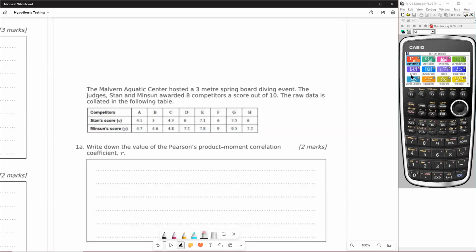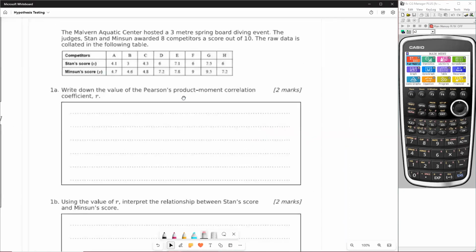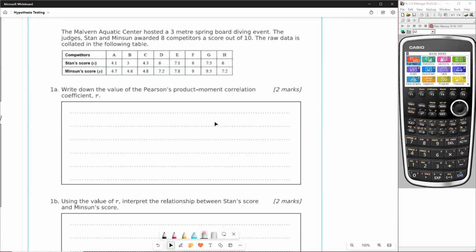Welcome to part two of revising chapter 8, statistics on the IB/AI standard level. So today we're going to start with a question on finding the correlation coefficient.